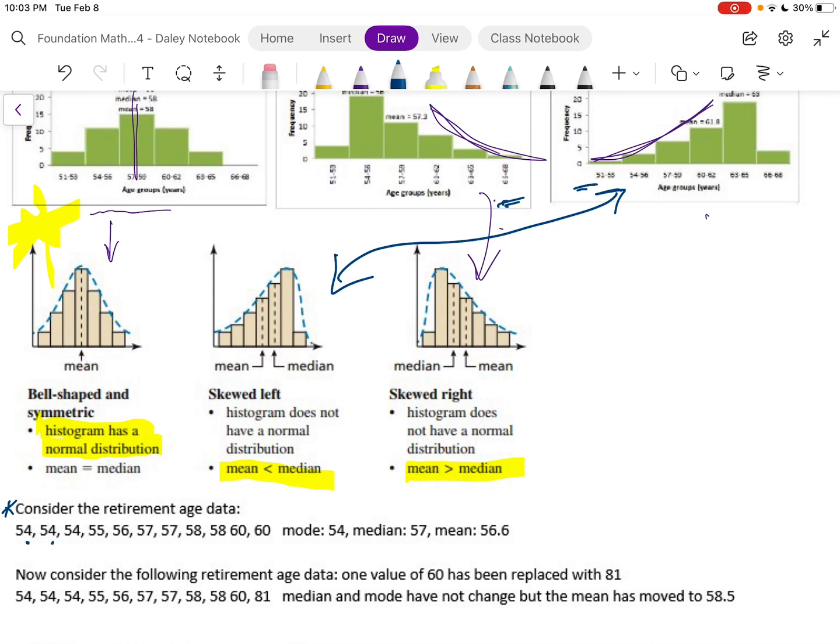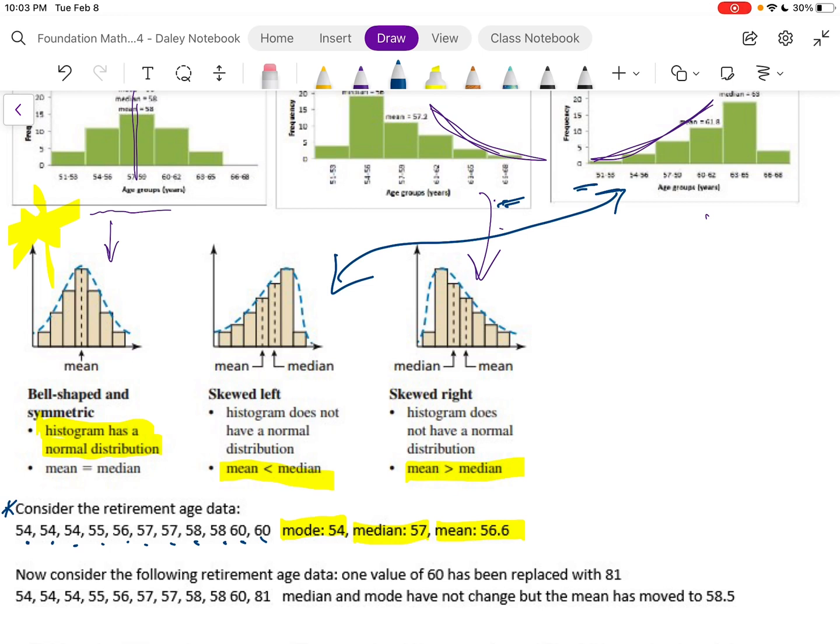So in this one, it says, consider the retirement age data. We've got 54, 54, 54, 55, 56, 57, 57, 58, 58, 60, 60. If you were to do the calculations on these, you would see that you've got a mode of 54, you've got a median of 57, and you've got a mean of 56.